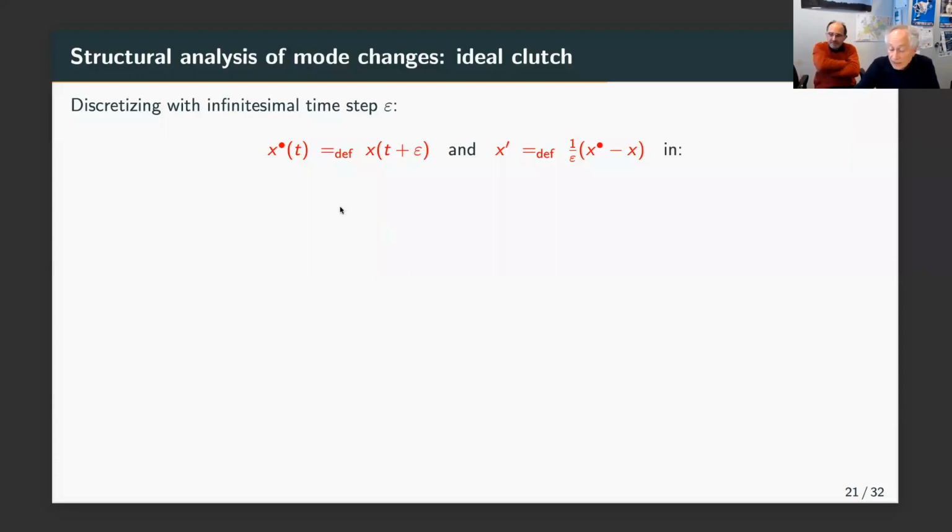Okay. And consider the shifted version of x of t, which is defined as x of t plus epsilon. So it's kind of the z transform. And on the opposite side, you have the z to the -1 by the bullet on the left side. And the derivative is represented by considering the first order explicit Euler scheme for it. So 1 over epsilon times x bullet minus x.